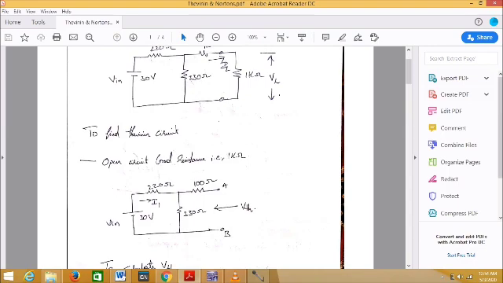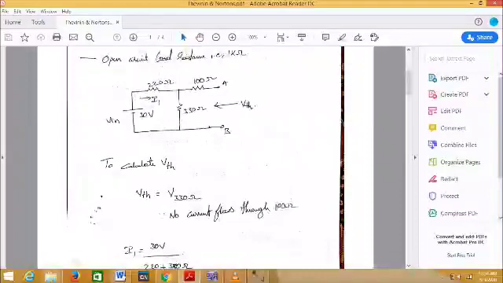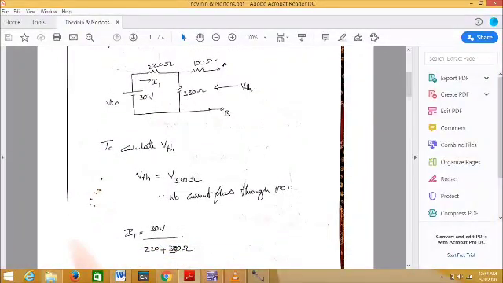Okay, so I need not bother about this 100 ohm resistor. If I calculate the voltage across the 330 ohm resistor, that itself will be VTH. So in order to calculate the voltage across the 330 ohm resistor, what should I do? Since no current flows through the 100 ohm resistor, there won't be any voltage across it. VAB will be equal to V330 itself. So for that, I need to calculate I1 here.